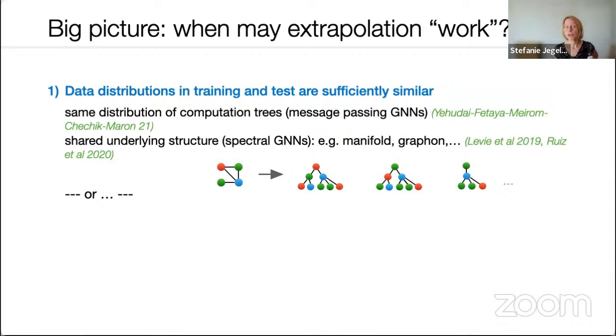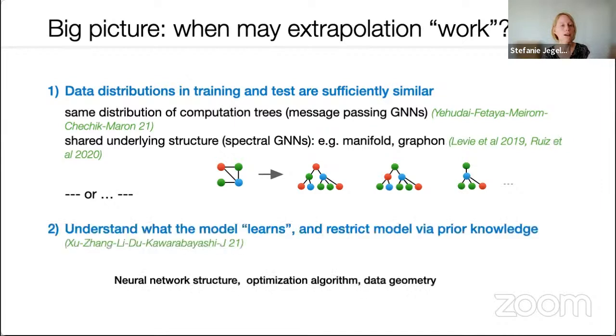But this is, of course, not always the case. So for example, if you look at Erdős-Rényi graphs and you make them larger, the degrees change. And once the degrees are larger, for example, these computation trees no longer look the same. So there are cases where this actually doesn't hold. So what could we do in this case?